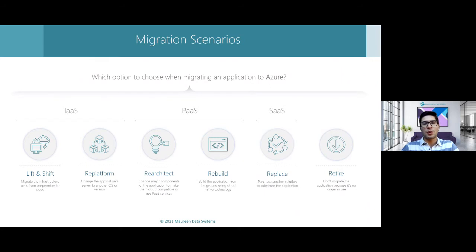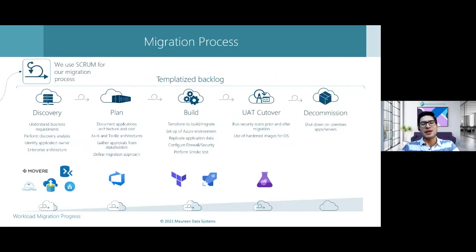And we want to discuss the migration process that MDS takes when migrating an application. As you see, it's a very simple process composed of 5 steps. First of all, we are an agile company, so we use Scrum for everything inside our migration process. That Scrum is composed of different sprints. People have a backlog of activities per sprint, and that backlog is already templatized, so we don't have to worry about figuring out activities as we move on to the migration. Everything is already planned and templatized, so people know what their job is.